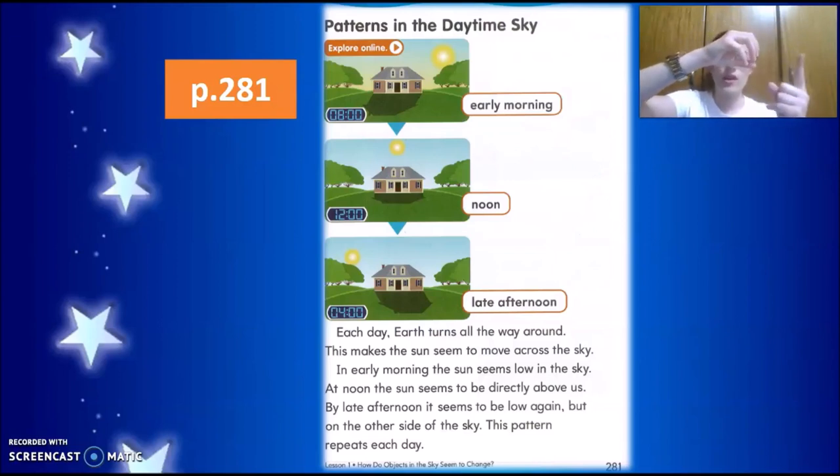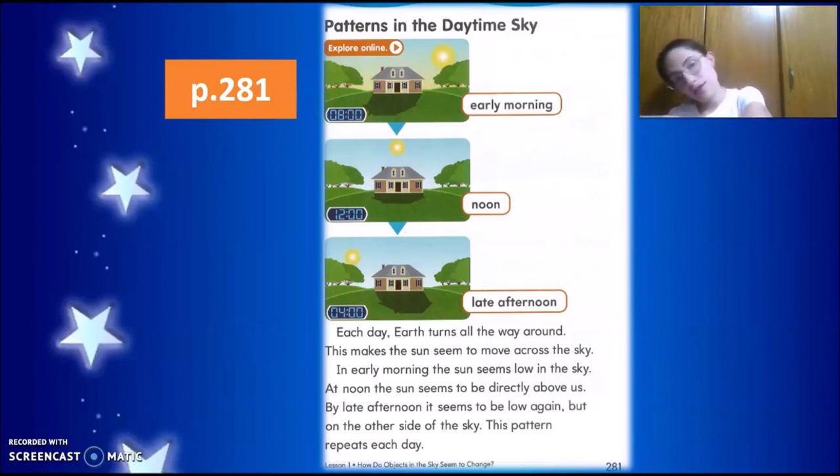In the early morning, it seems to be where? Excellent, low in the sky on the right side, and then during the noontime, it appears to be directly above us. And then what happens during late afternoon? It seems to be on the, excellent, left side, low in the sky on the left side. Clear? And this is a pattern that repeats every day, and you guys could observe it.